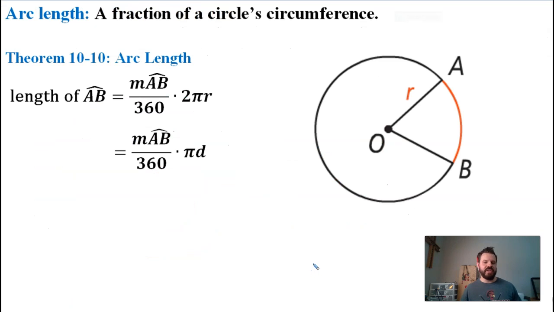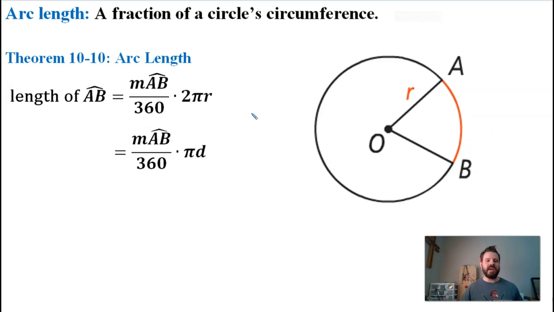All right, let's finish up by putting all that stuff together here. Both our arc measure and our circumference to talk about something called arc length. I'm going to say arc length is a fraction of a circle's circumference. So if I have arc AB here, the measure of the arc is this angle, the central angle. The arc length is actually going to be the distance from A to B along the circle. It's going to be part of the circumference.